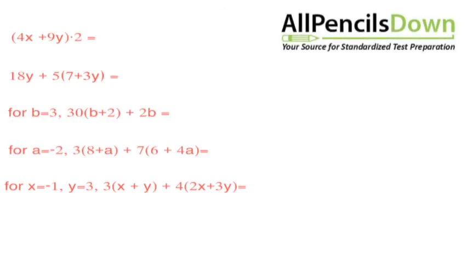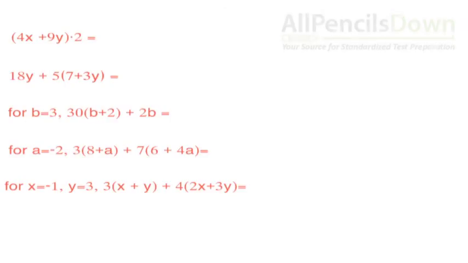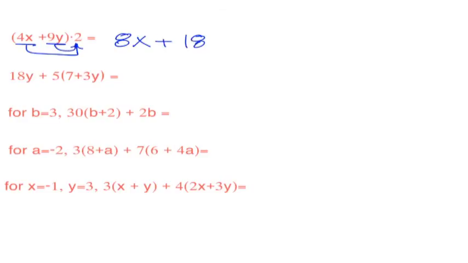For the first problem, we're going to be multiplying the 2 times each of the things inside the parenthesis. We don't really have a value here, so we can't solve it other than to do this. So we take the 4x times the 2, and that equals 8x. And then we take the 9y times the 2, and that equals 18y, and that's the answer.